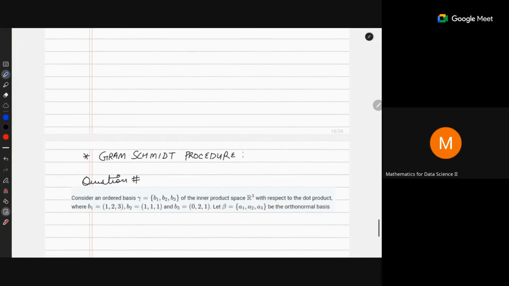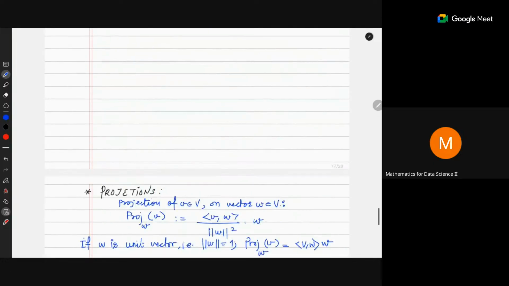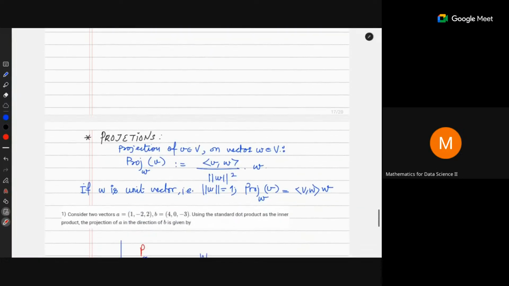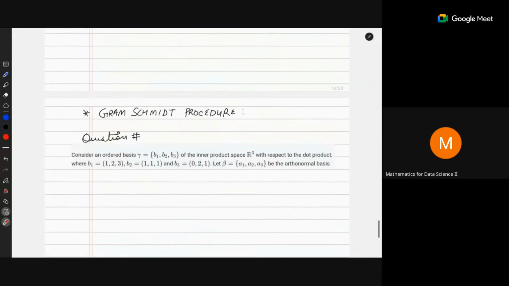Okay, so earlier we saw in this question there was one option which says that a set of all linearly independent vectors is always orthogonal. So this is not true, but one can always convert a set of linearly independent vectors into a set of orthogonal vectors. And how to do that is the process called the Gram-Schmidt process.